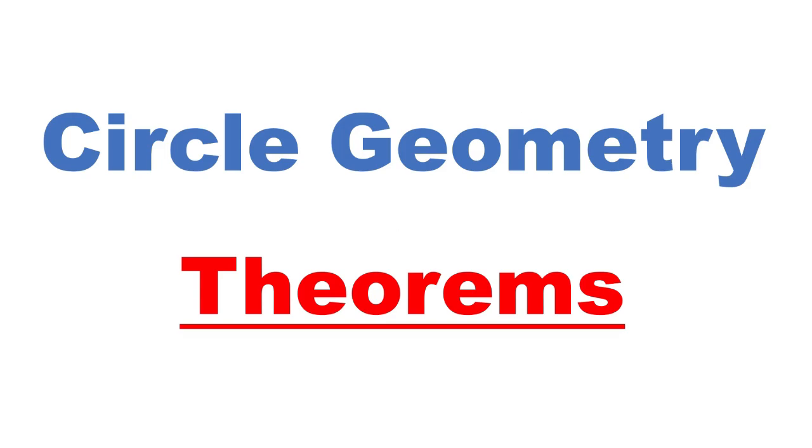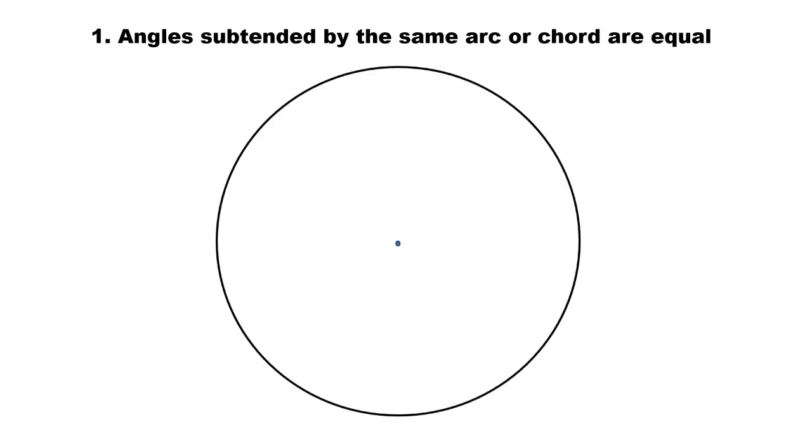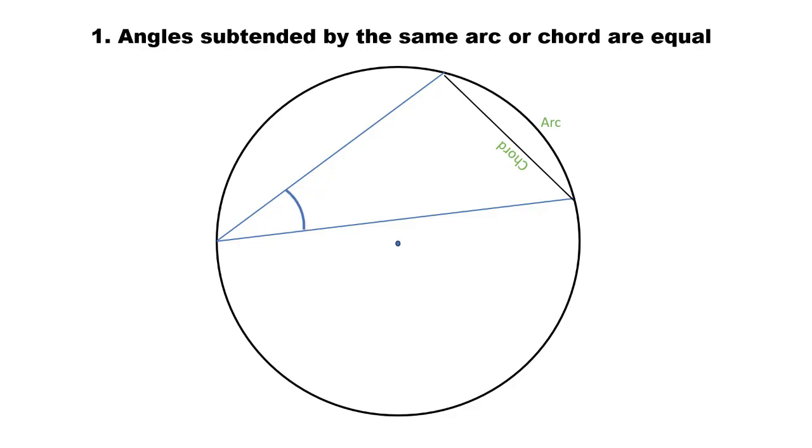Now we know the language of circle geometry, so let us look at the theorems or rules of circle geometry. The first theorem states that angles subtended by the same arc or chord are equal. If we draw a circle and a chord, we will also get an arc. If we draw two lines starting from the same point on the circumference and touching the ends of the chord, we get an angle subtended by the chord or arc, or in other words, the angle is facing the chord or the arc. Let us call this angle x. Therefore, angle x is subtended by the chord or arc.